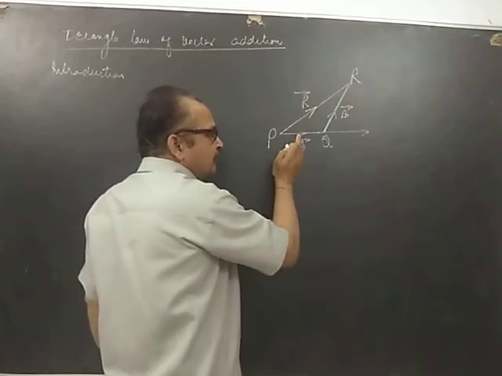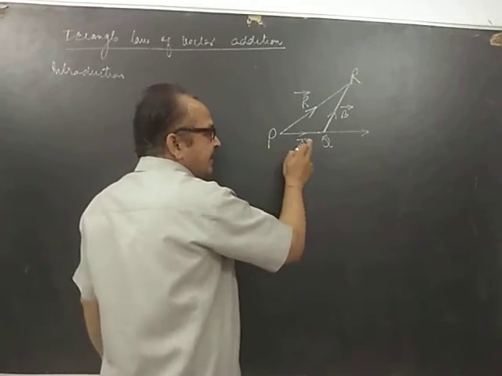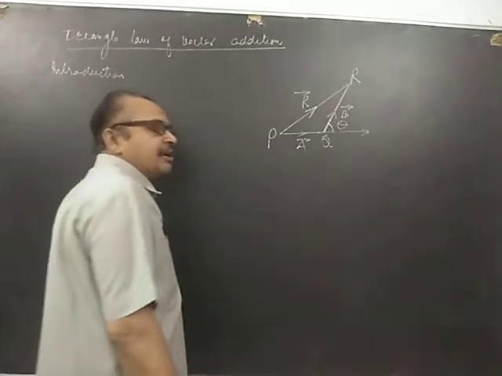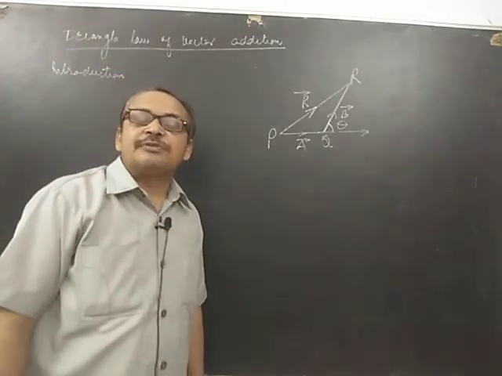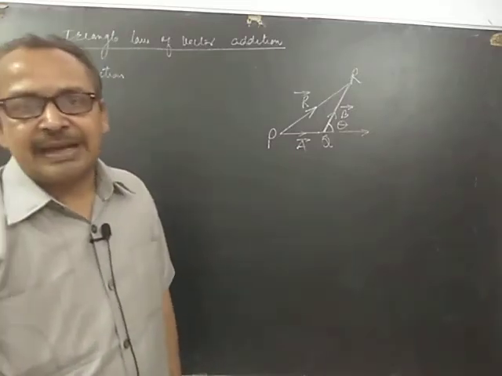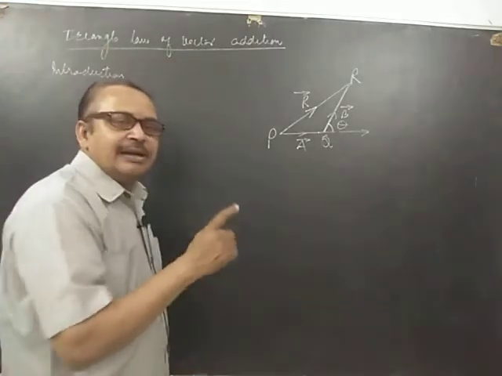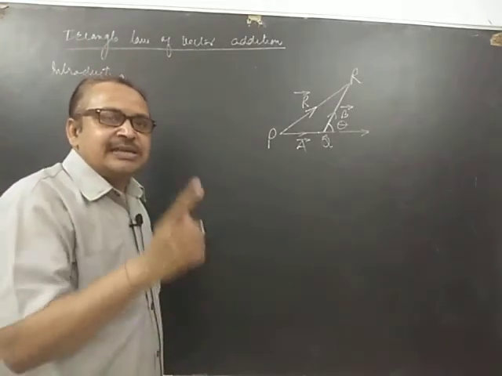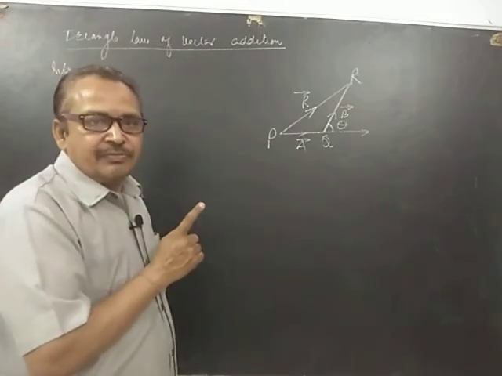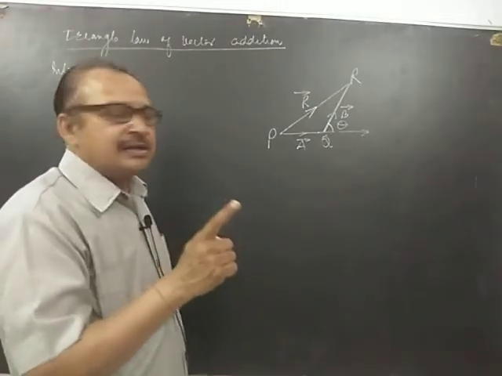And obviously, if you talk about the second vector, this is B, it is making an angle of theta degree with the positive direction of x-axis. Is it clear? That means when I talk about the angle, it is the angle which is made by the second vector with the positive direction of x-axis.